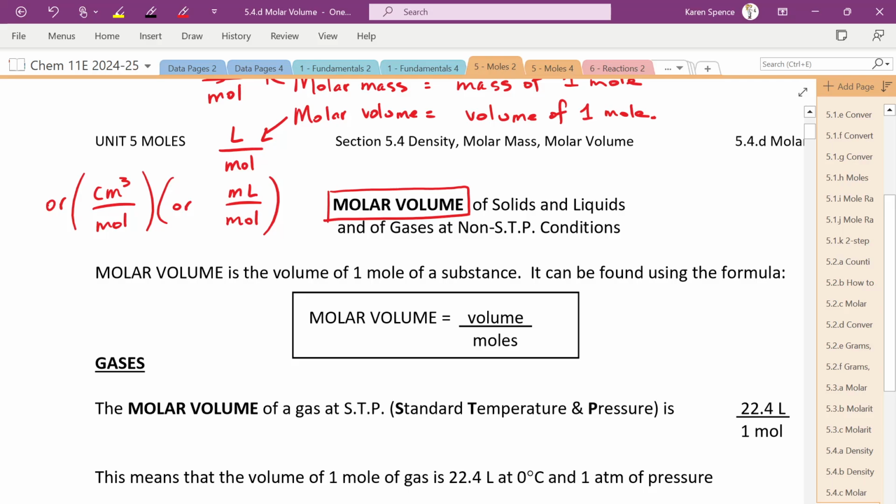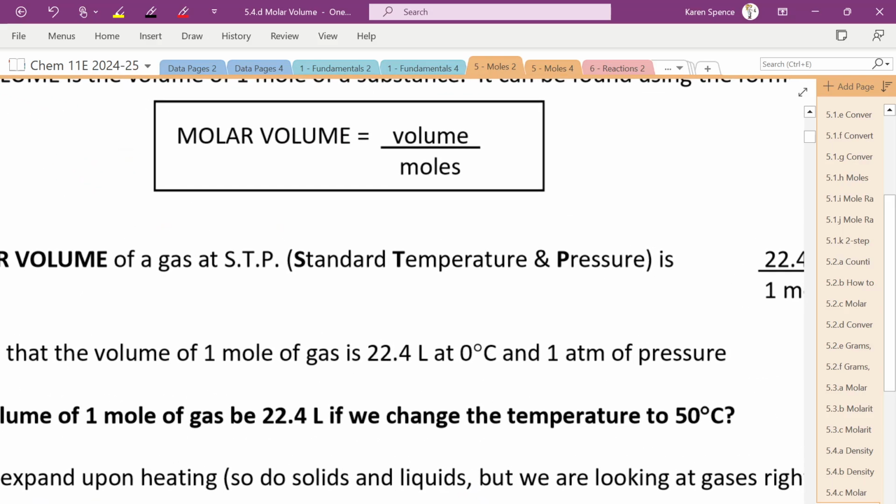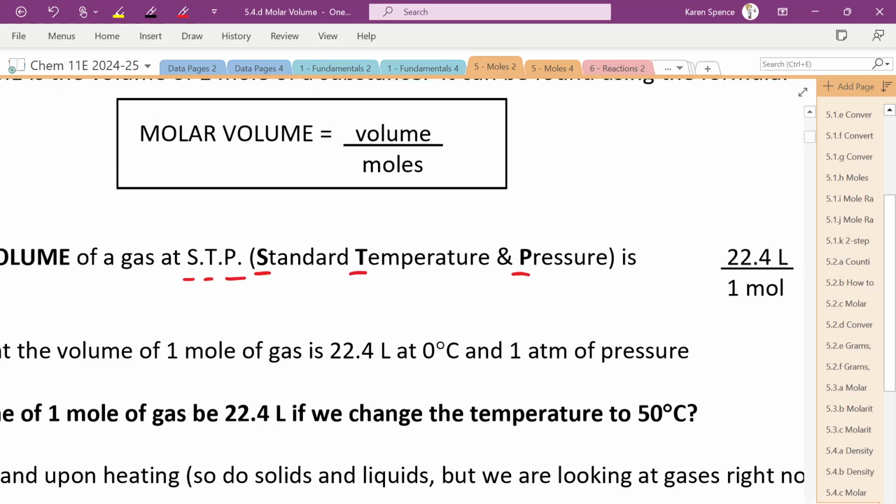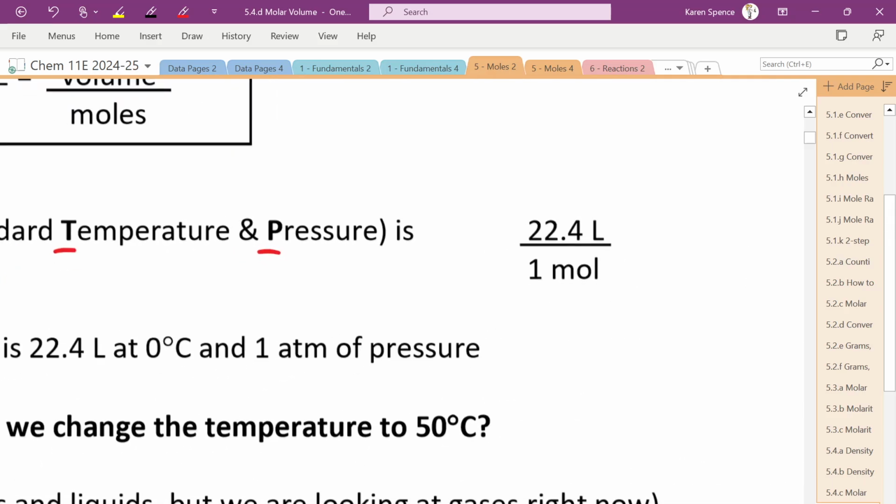Okay? Gases are a different story because if you heat a gas, what happens to the particles? They don't just jiggle faster. What do? Choo, choo, like they're moving way, way faster, which means they spread out and take up more space. Okay, so now at standard temperature and pressure, which is known as STP, the volume of 1 mole of a gas is 22.4 liters.